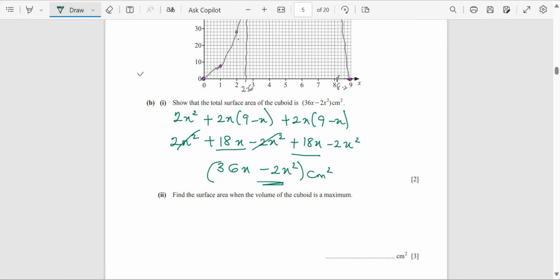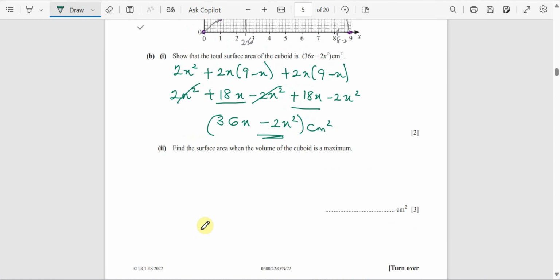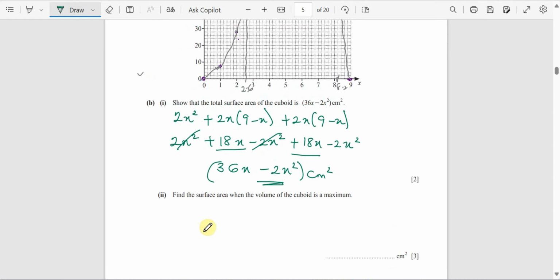So yes, that's it. The answer is correct: 36x minus 2x squared centimeter squared. So let's go to the last question under question 2. Find the surface area when the volume of the cuboid is a maximum. What does it mean for the volume of the cuboid to be a maximum?